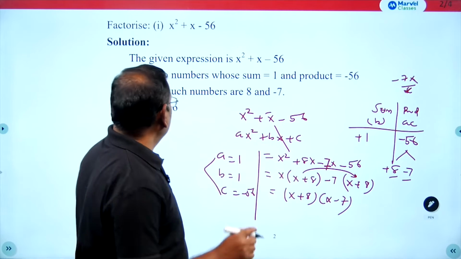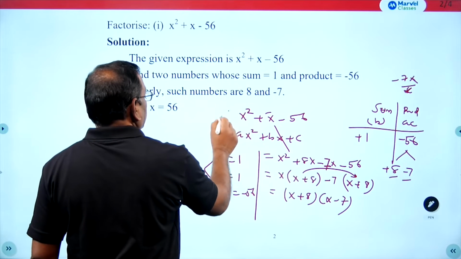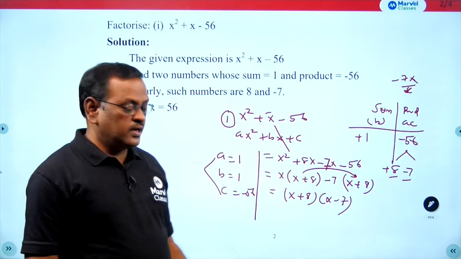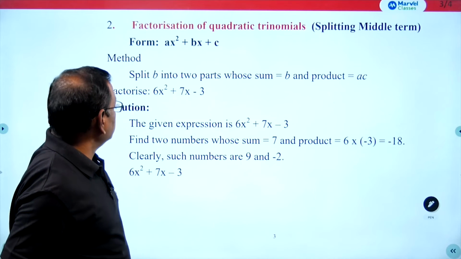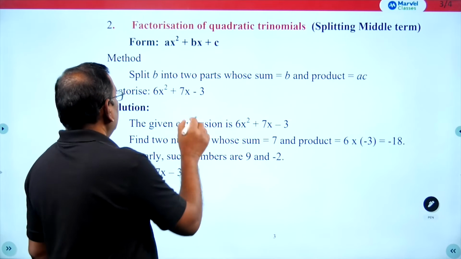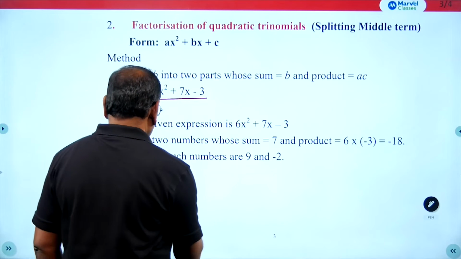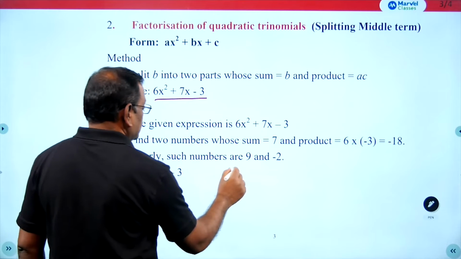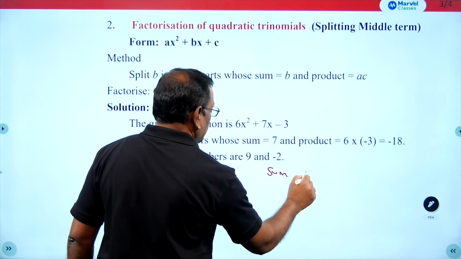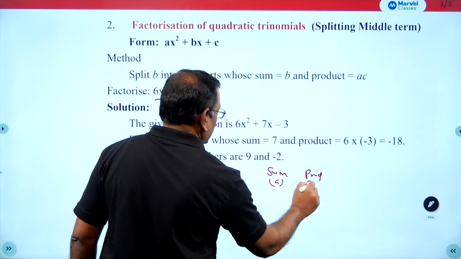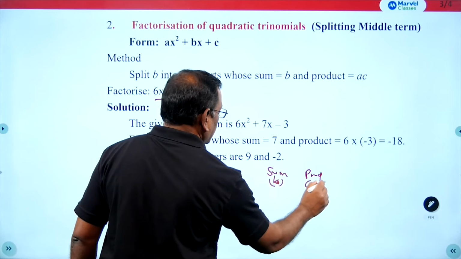Okay, but here the coefficient of x square is what? The coefficient of x square is 1. Suppose the coefficient of x square is other than 1. See here, 6x square plus 7x minus 3. As usual, what is the sum and what is the product? Sum is nothing but b and product is ac.